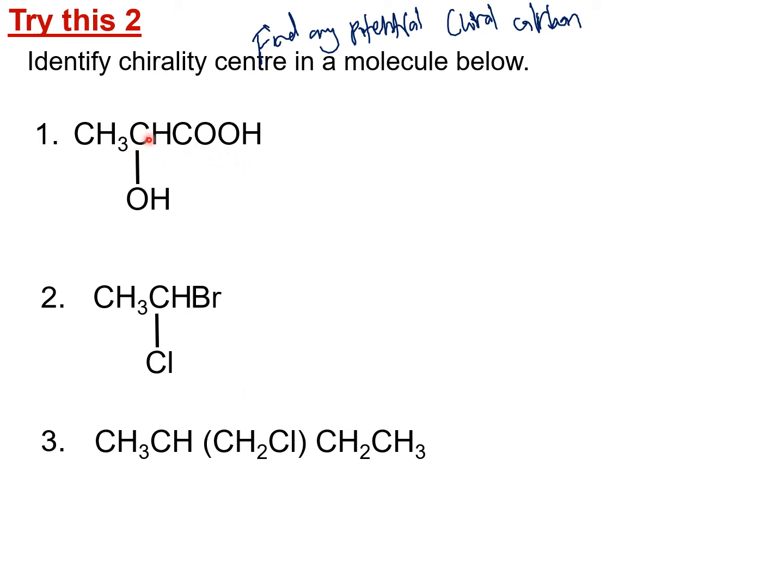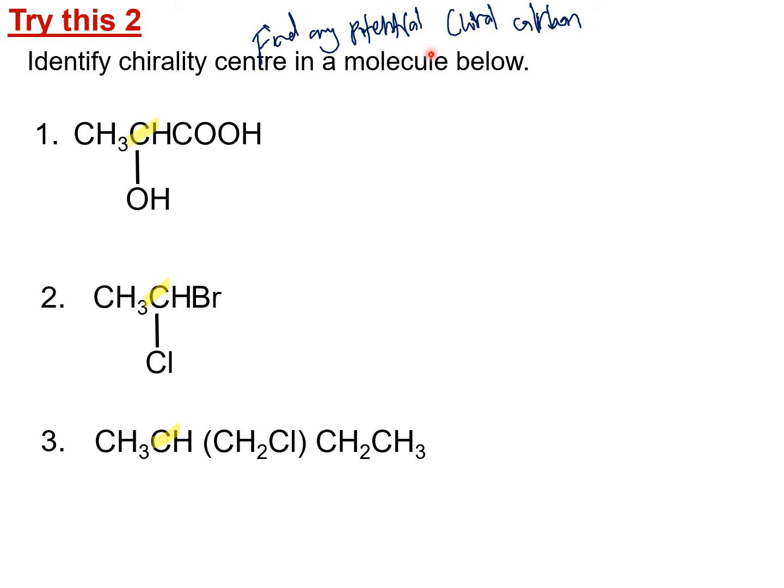Okay, my hint is I would like you to look at carbon yang attached pada satu hydrogen atom. Okay, so this carbon boleh jadi potential chiral center in this organic compound. Okay, macam if you look at this one, oh CH, so you boleh jadikan this carbon as potential carbon yang boleh jadi chiral carbon. How about this one? It will be this carbon.